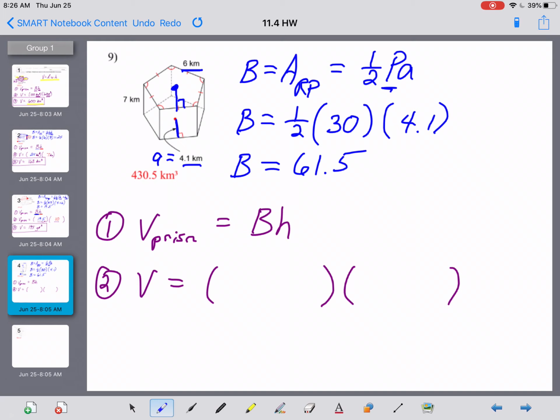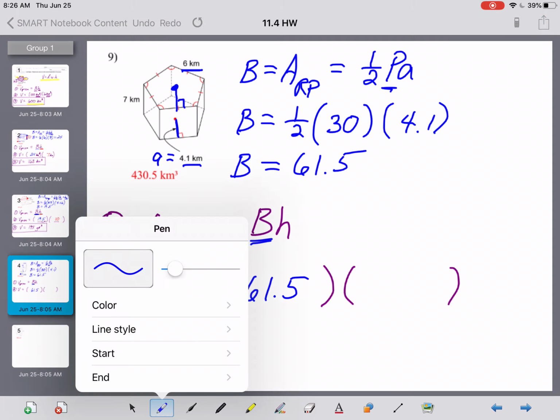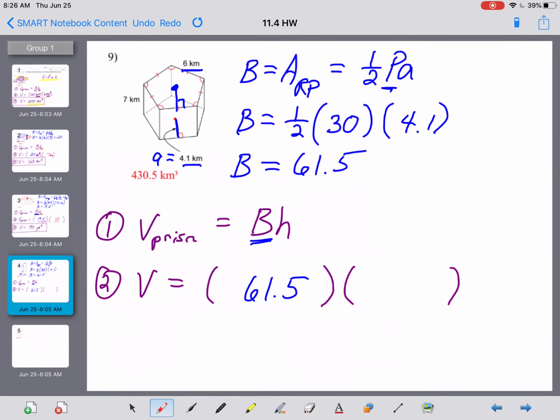61.5. So that is capital B right here. This is the importance of labeling your work, everybody, so you can see very clearly what it is that you found and what you need to do with it. The second thing we need now is the height of the prism. And remember, height doesn't always mean up and down, but it means distance between the bases. Well, we lucked out here, guys, because the pentagons are on the top and the bottom of this figure. The height is the vertical measurement, and that's a 7-kilometer side right there.